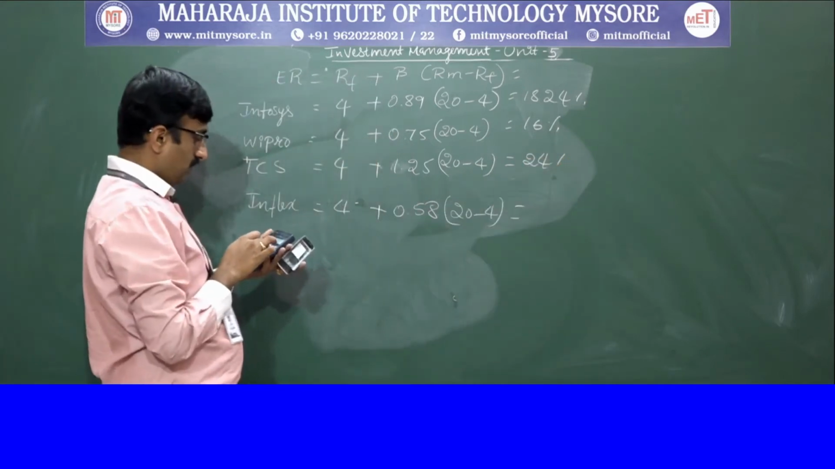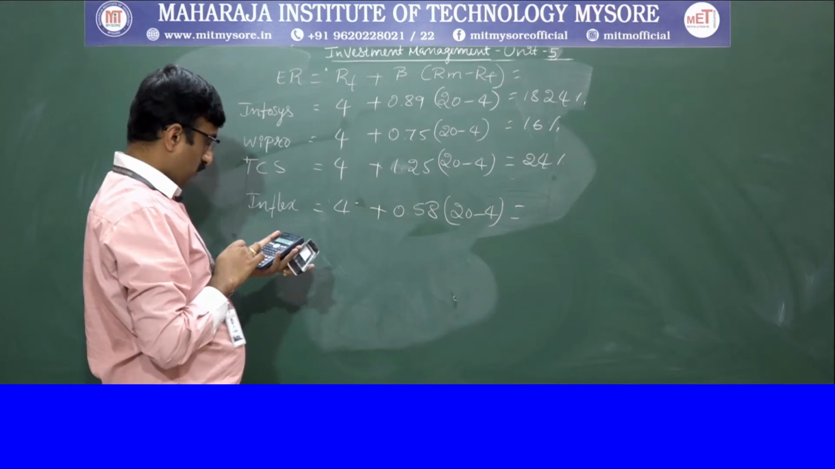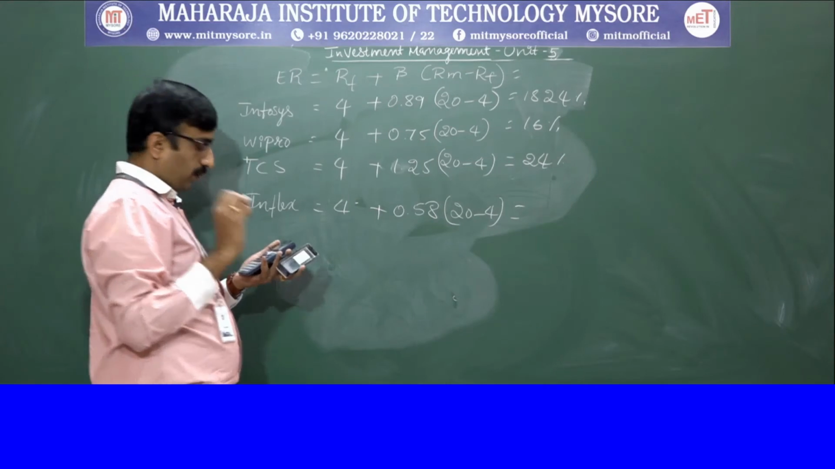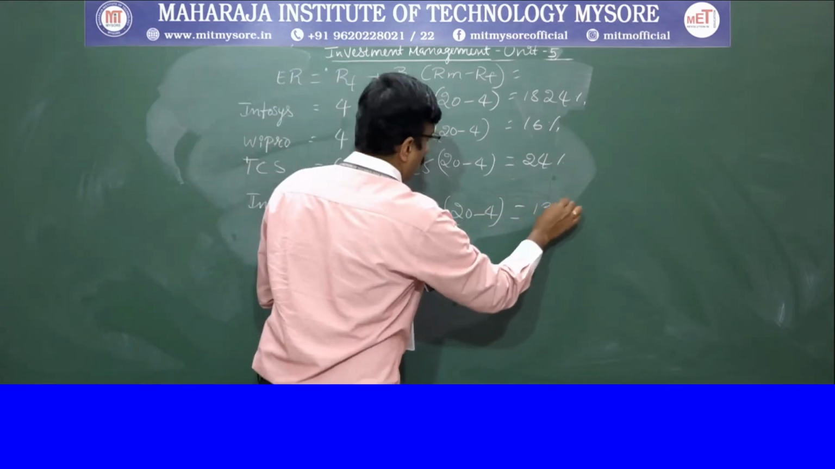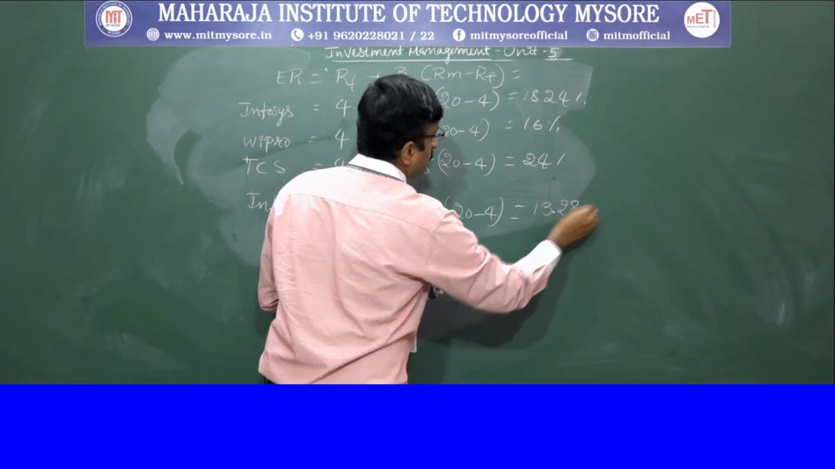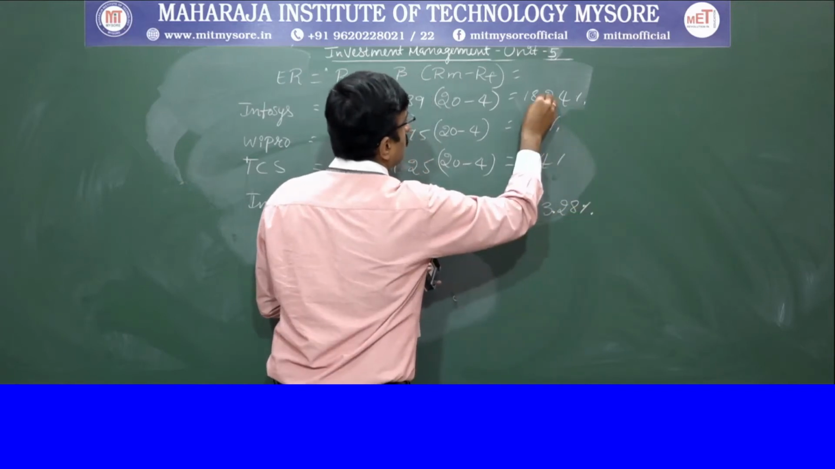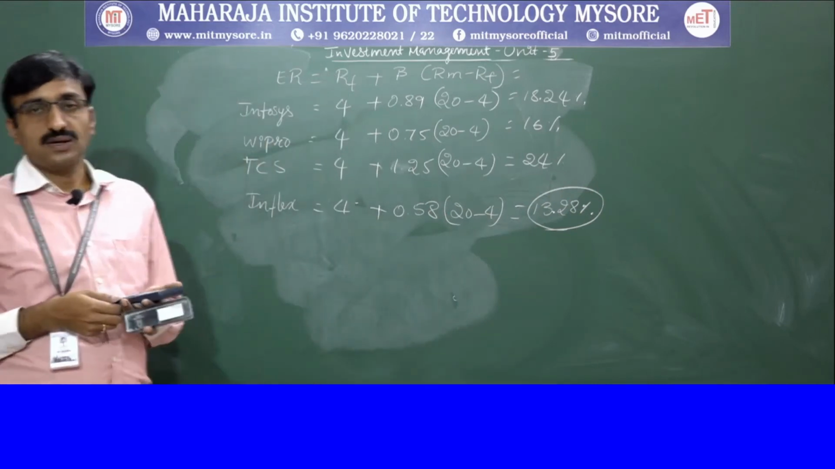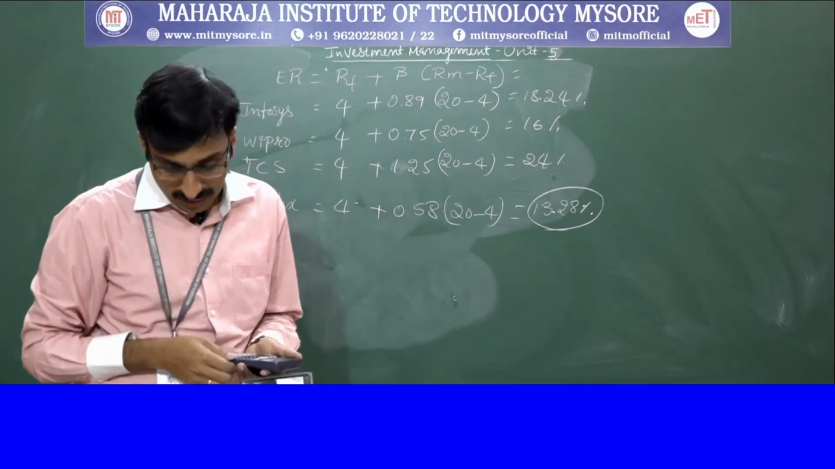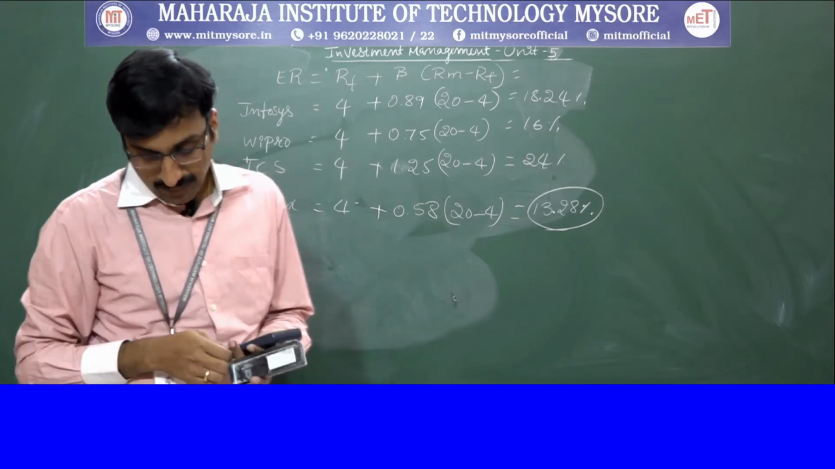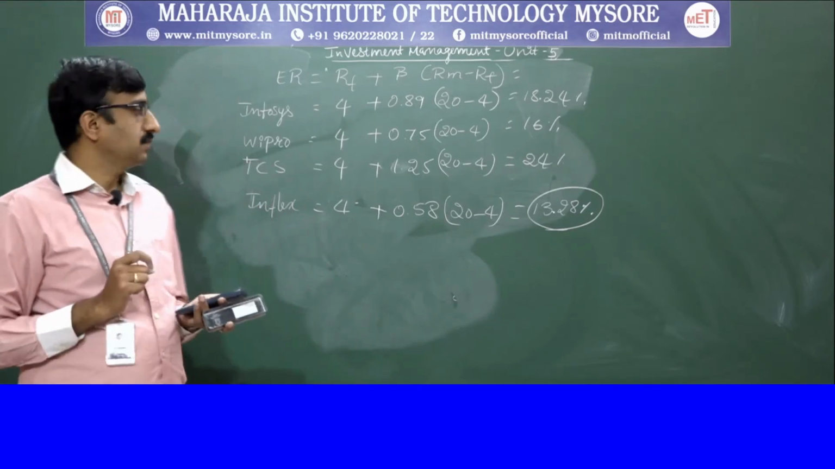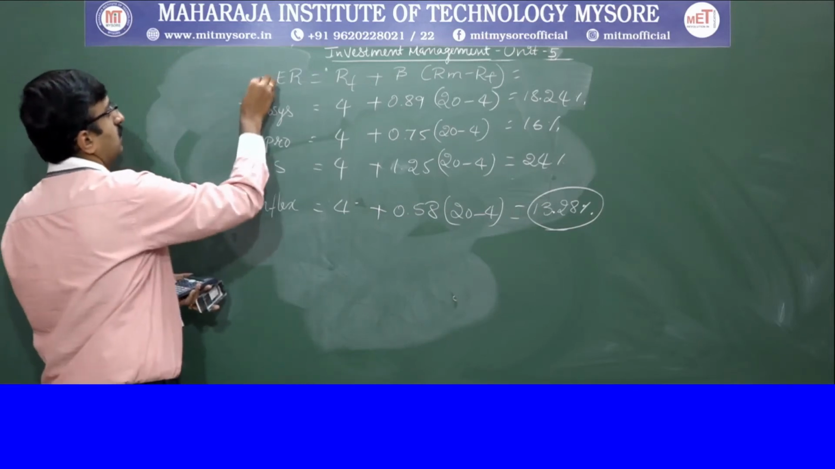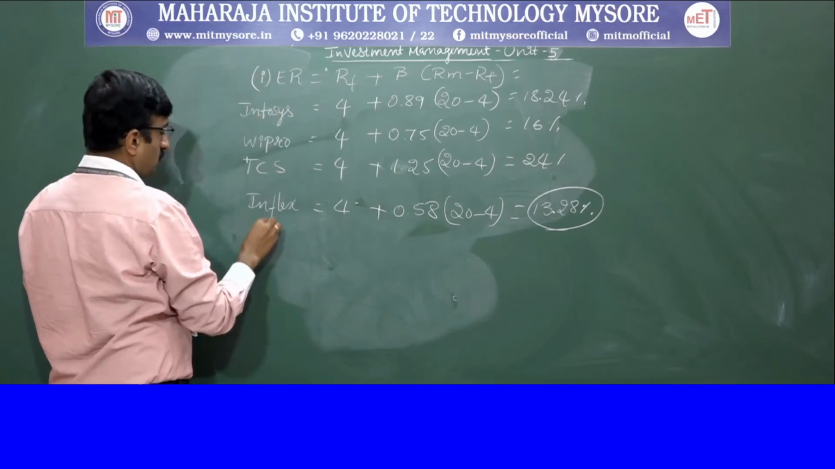Lastly, you will get 0.58. So you will get 13.28%. This is how we solve it, which carries 7 marks. So the first question we have answered. Next, moving on to the second one.